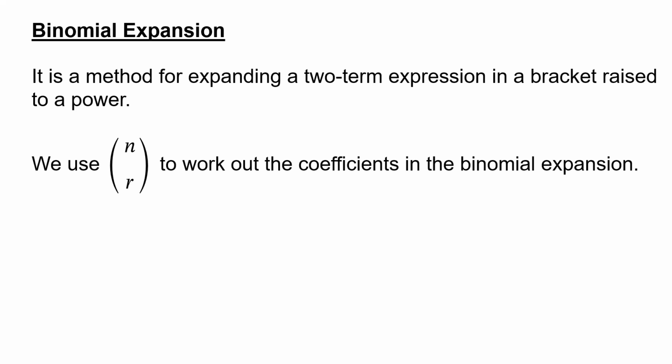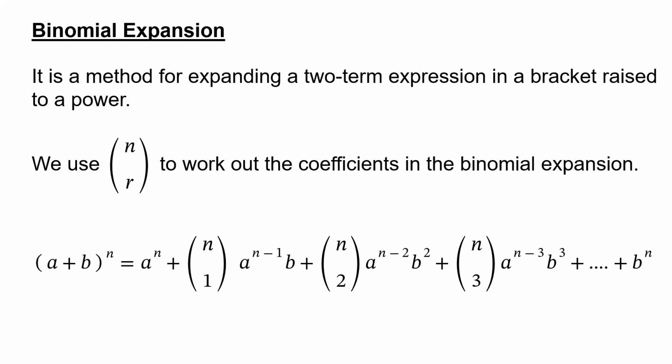So the binomial expansion formula goes: (a + b) to the power n is equal to a to the n plus n choose 1 of a to the n minus 1 of b plus n choose 2 of a to the n minus 2 of b squared plus n choose 3 of a to the n minus 3 of b cubed, and so on, all the way down to b to the power of n. And this is where n is a positive integer.